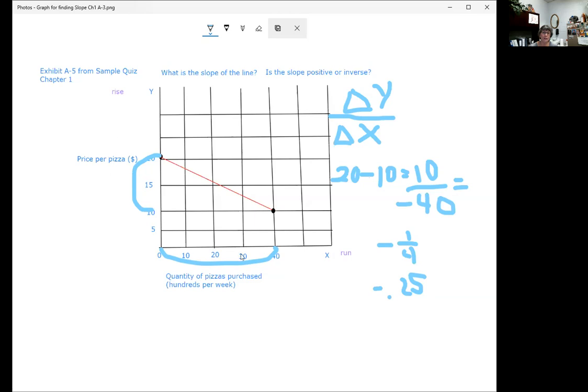What we're looking at on this chart is the price per pizza and the quantity of pizzas purchased. So what this is telling us is that when the price of pizza goes up by this amount, $10, then we know that 25% less pizzas are sold. So that's all there is to it. That's how you calculate slope. And it doesn't matter if it's positive or negative, because if the line was going this way, the only difference would be that it was a positive 40 instead of a negative. It's all calculated the same way.